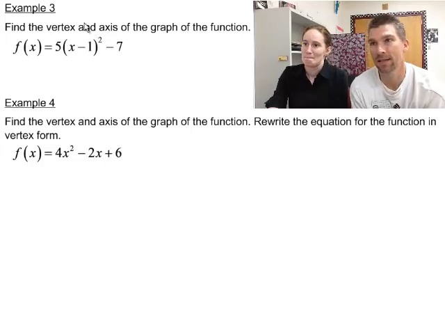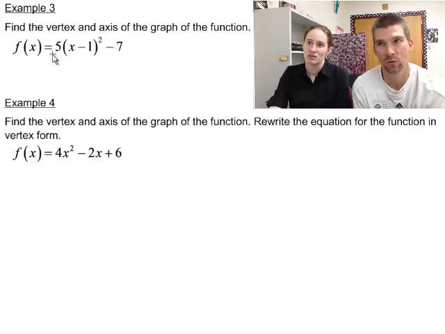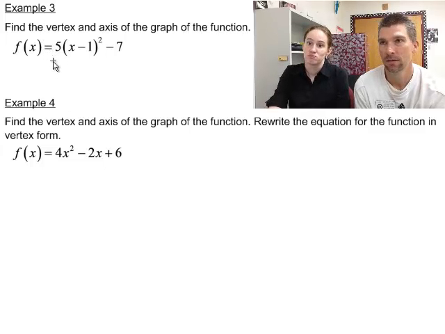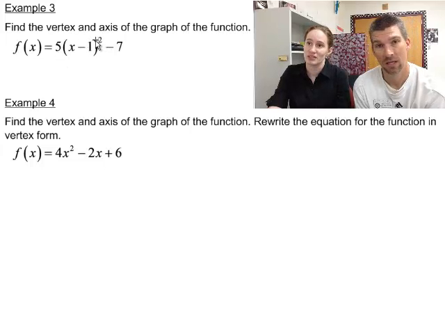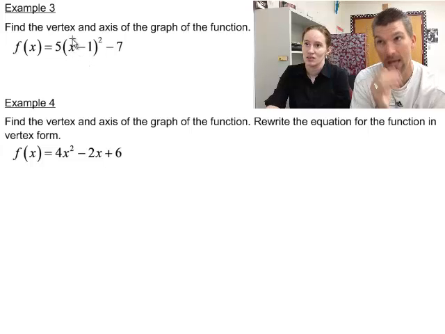Okay, so we want to look at the vertex and axis of the graph of f of x equals 5 times (x minus 1) squared minus 7. And it's not hard, because this is in vertex form, which we can tell because of the parentheses and the squared and whatnot. We love vertex form. And remember, inside those parentheses is the super secret opposite society.